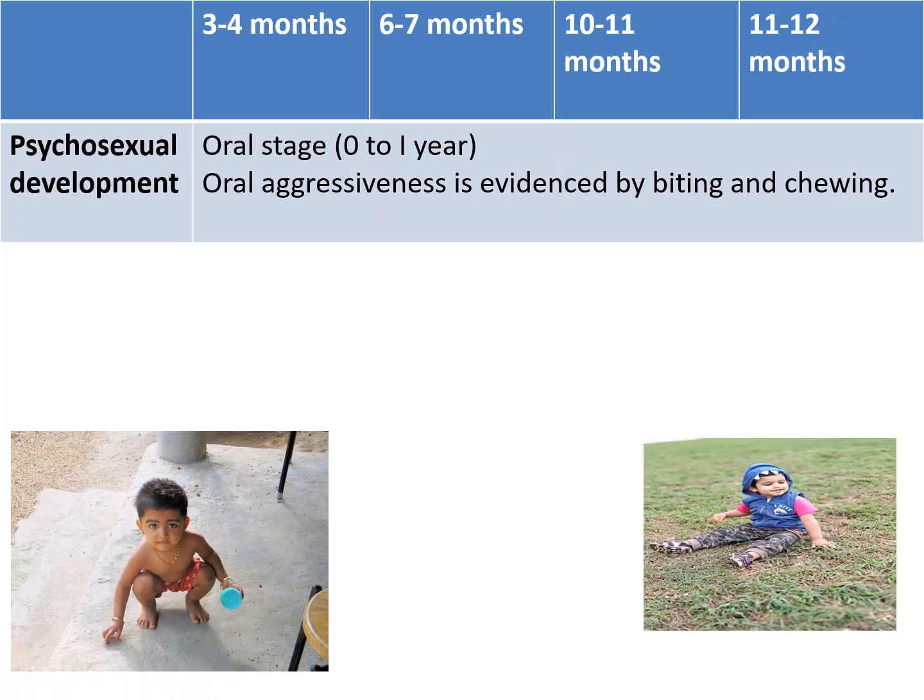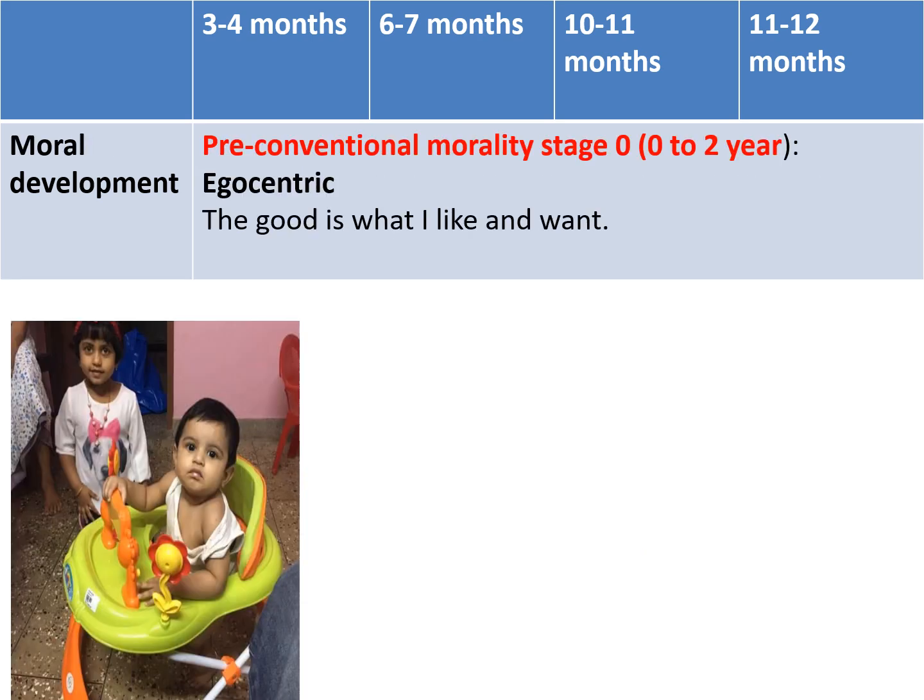Next stage is psychosexual development given by Sigmund Freud. So the first stage is the oral stage, 0 to 1 year. Oral stage means everything the child is taking to the mouth. Oral aggressiveness is evidenced by biting and chewing. Here you can see in this picture the pincer grasp, and the child is able to sit without any support. So the oral stage is psychosexual development.